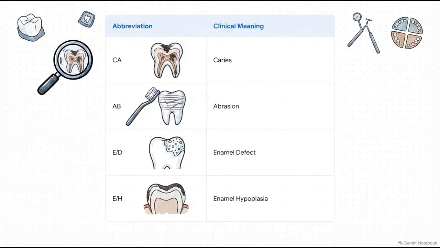Section 3. Diagnostic chart abbreviations. All right, let's put our auditor's lens on for a second. Think of this as your ultimate diagnostic cheat sheet for physical wear and decay. You'll see CA used for caries or cavities and EB for abrasion. Then you get into developmental issues, where E/D stands for an enamel defect and E/H denotes enamel hypoplasia.